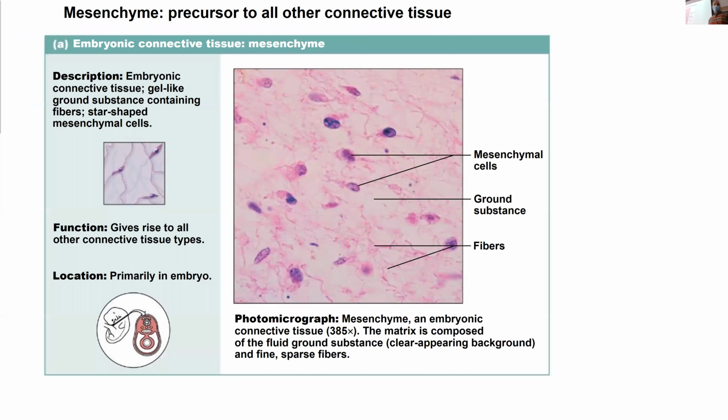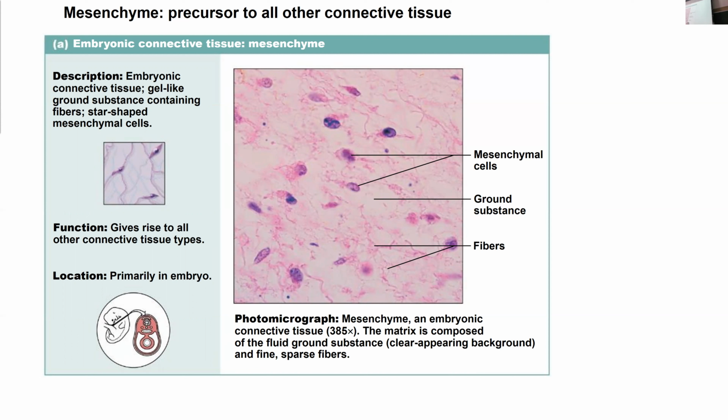At first, I have one slide on mesenchyme. I'm not going to include a slide of this on the lab. I don't need you to identify it. We'll identify the other tissue types. But I just want you again to reiterate here that it's this mesenchyme. This is found only in embryos.